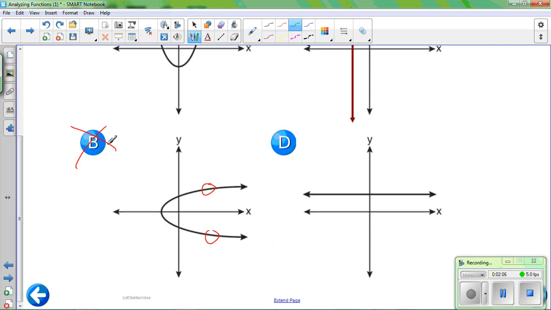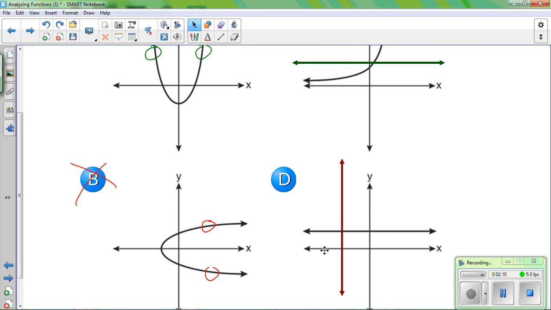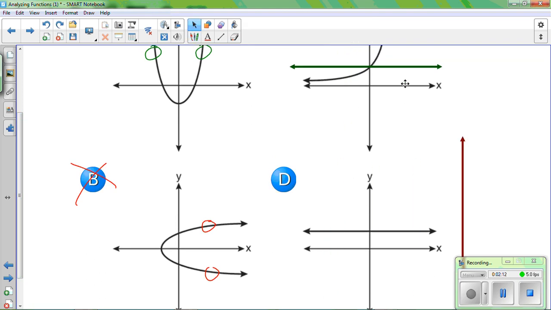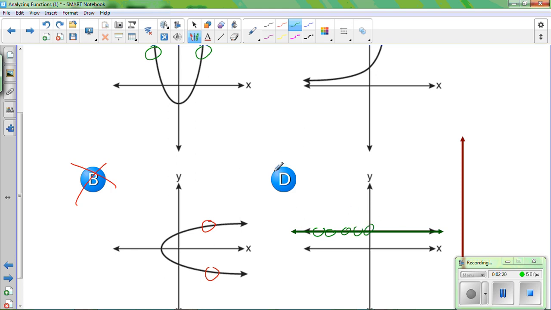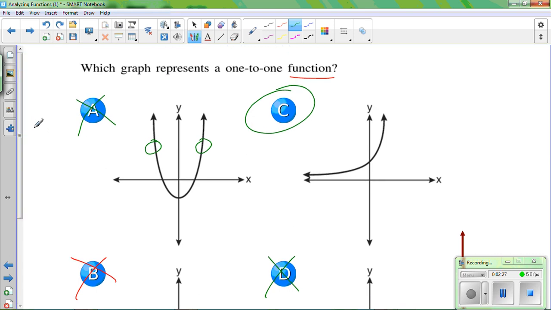And just while we're at it, let's analyze D. D, we said, passes the vertical line test, only hits once. But the horizontal line test, if I put the line directly over it, not only does it hit more than once, it hits every single time. So it definitely fails the horizontal line test. So C is our only option that passes both vertical and horizontal, so it is a one-to-one function.